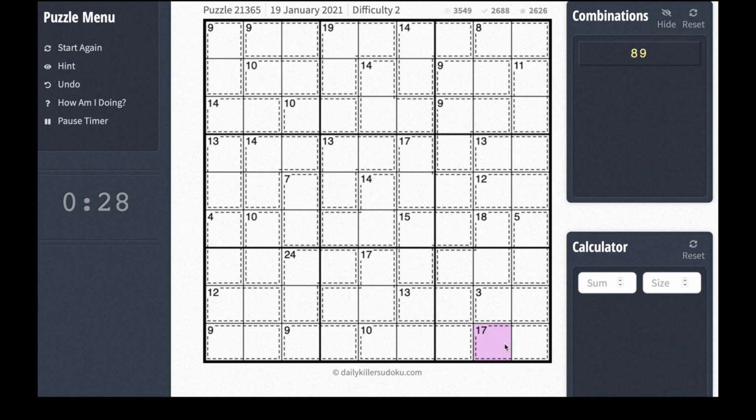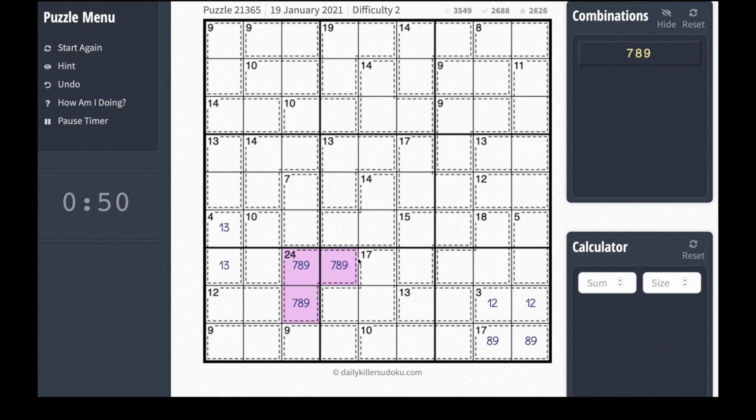Let's start down here. 17, always a good one, can only be made up of 8 and 9. It's the only way for it to be done. 3, just above it, can only be 1 and 2. 4 can only be 1 and 3. And here's possibly a new one. 24 can only be 7, 8, 9. So we can already fill those numbers in.